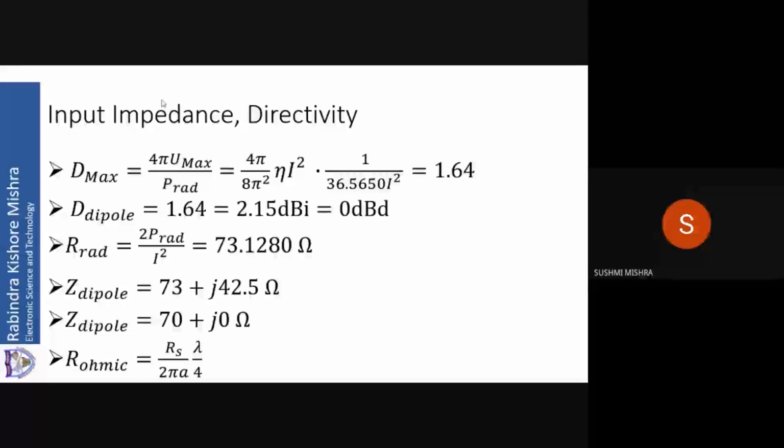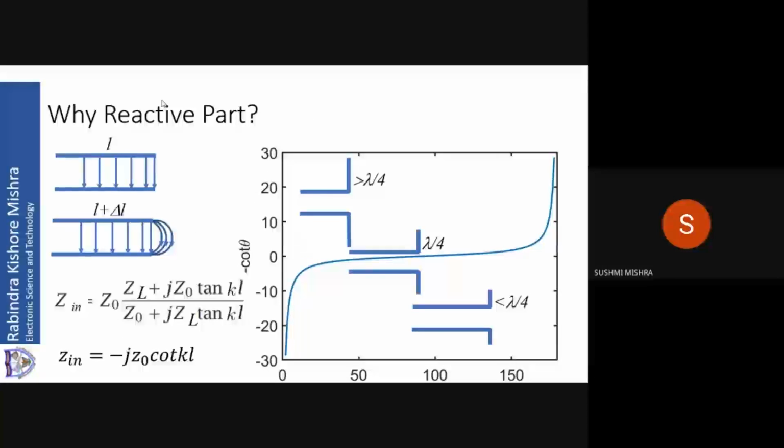So let us look at some of the practical aspects. Okay. So why is there a reactive part? First let me discuss why there is a reactive part. Once you understand why there is a reactive part, you will understand how to remove it, and what we have to do to remove that reactive part.